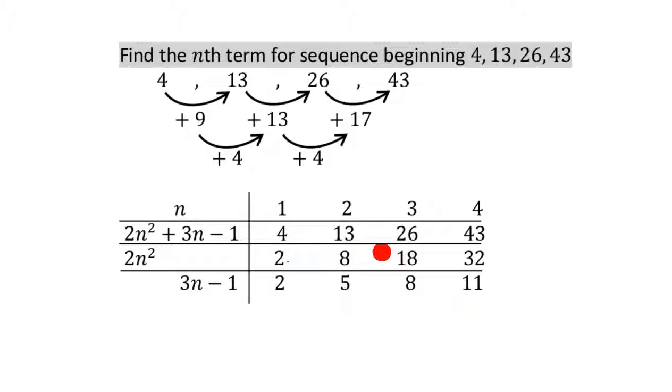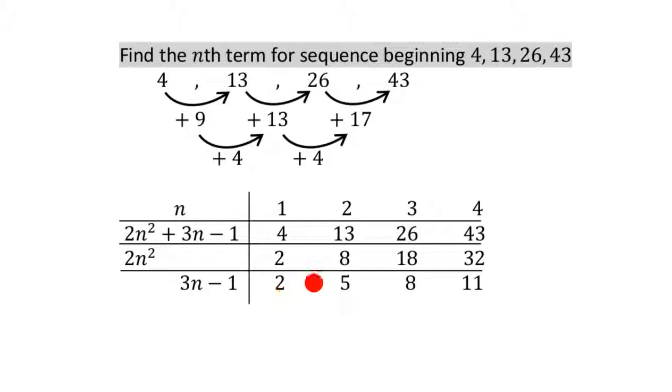And you take this pattern away from our original pattern. So 4 take away 2 is 2, 13 take away 8 is 5, and keep going like that, and you get another number pattern. So you do this pattern, take away this pattern, which gives you this pattern, 2, 5, 8, 11. And then you find the nth term for this pattern.